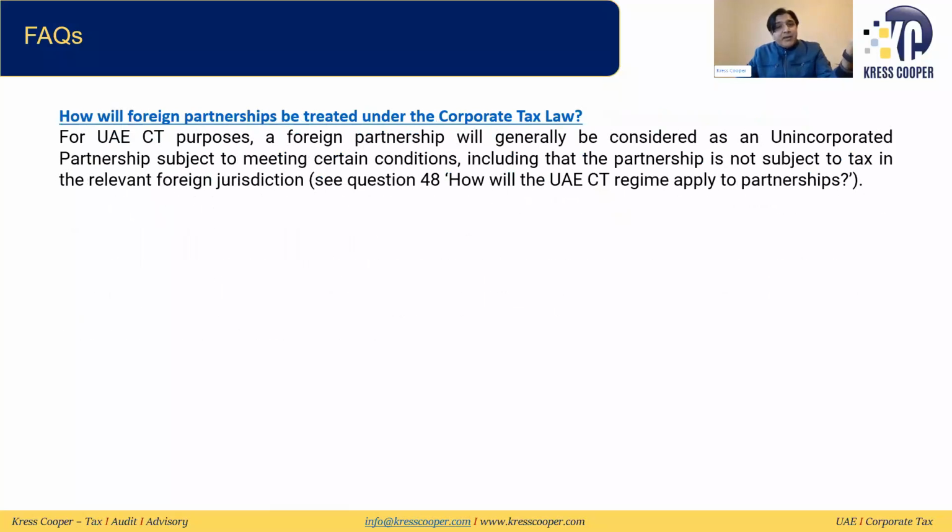How will a foreign partnership be treated under the corporate tax law? We have already discussed. Generally, it will be treated in the same way as it is being treated in the foreign jurisdiction. If the income is already taxable in the hands of the partner, and the partnership itself is not subject to tax, then it will be treated like an unincorporated partnership. Otherwise, it will be treated like a juridical person.